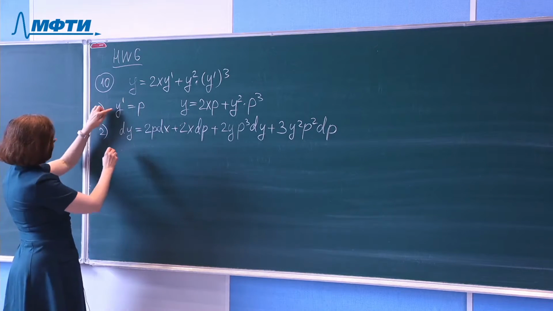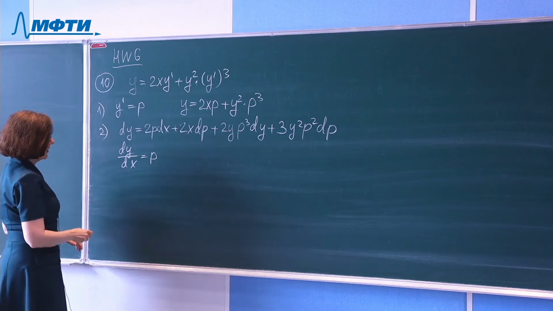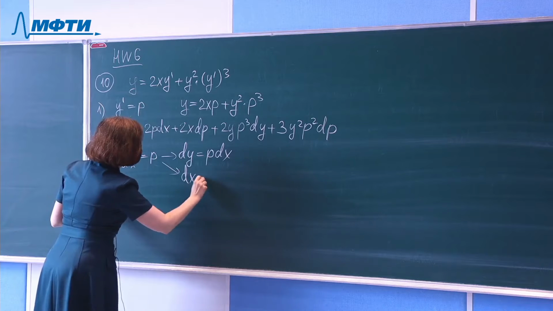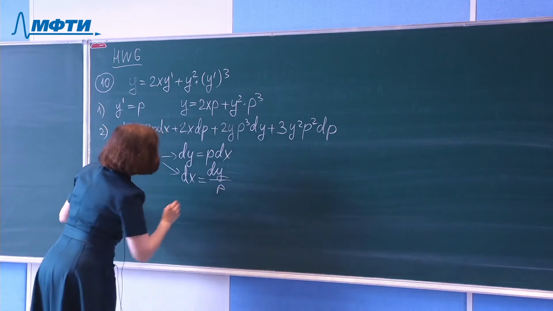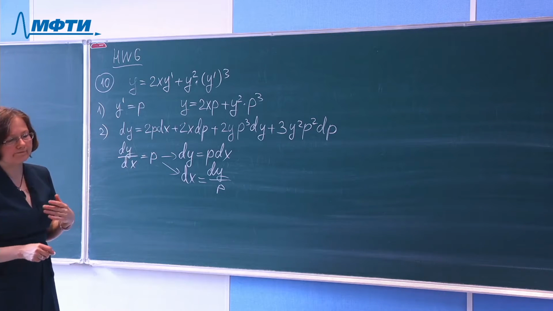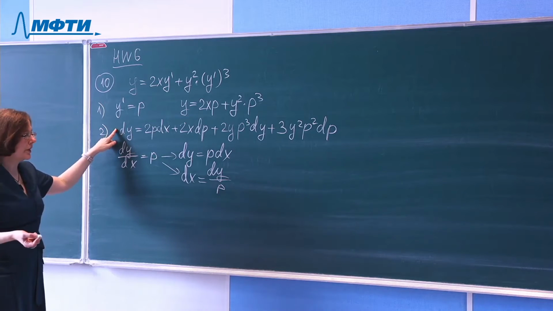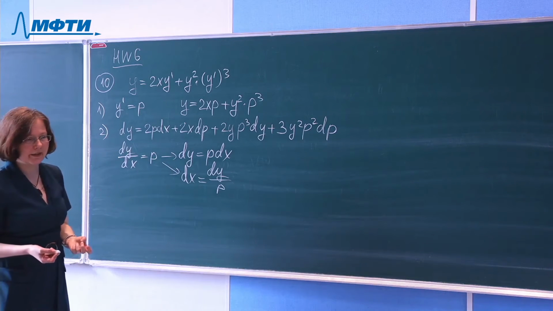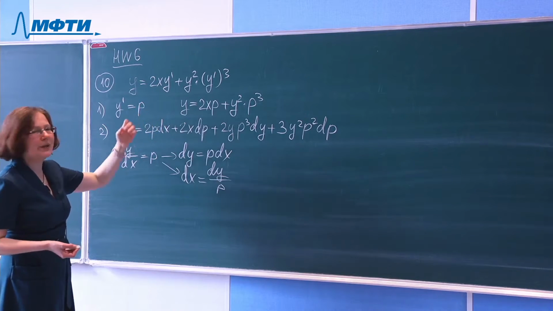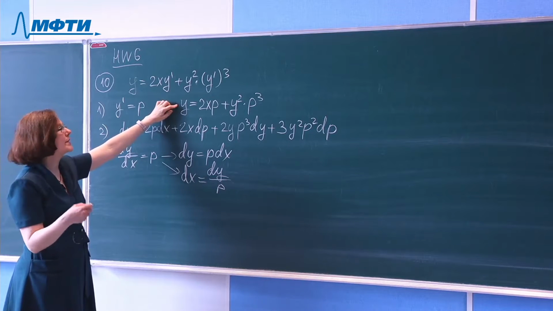So we know that from step number 1, dy over dx is equal to p. So we can replace dy by p dx or dx by dy over p. Now we don't know which way is better, so we need to choose the correct way, to write this equation in terms of x and p or in terms of y and p. Actually we need to solve this equation for x in terms of y or for y in terms of x. What's better? Do you know?